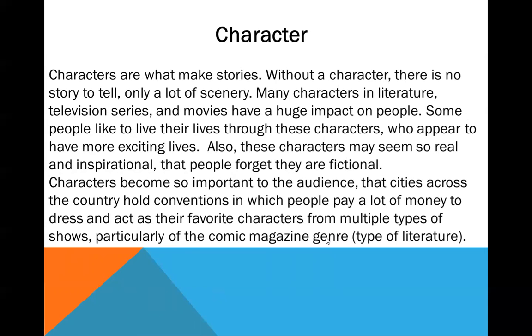Only a lot of scenery, many characters in literature, television series, and movies have a huge impact on people. Some people like to live their lives through these actors, okay, or characters, who appear to have more exciting lives. See, earlier there were many movies, okay, moral movies, we can say. Those were producing some moral characters, and many people would like to have the same character in their lives.